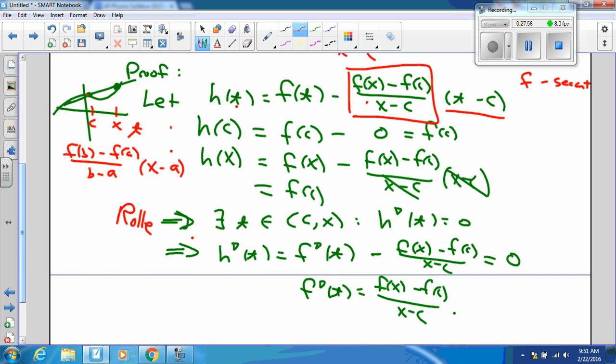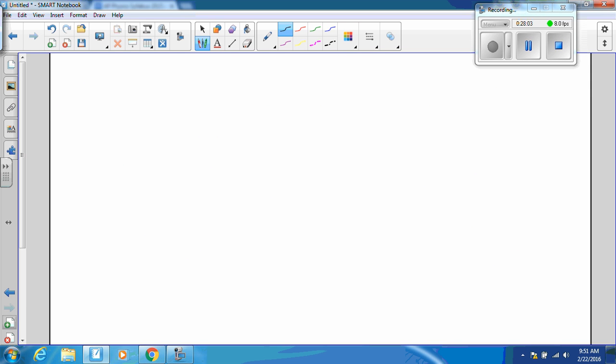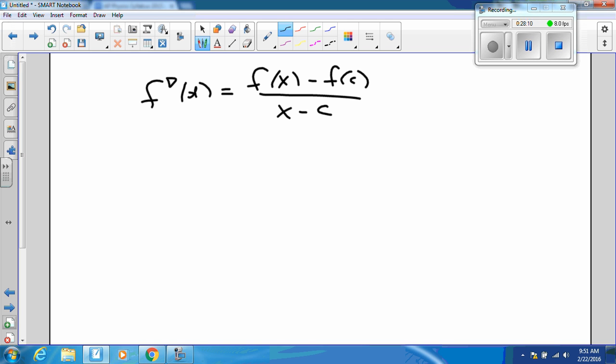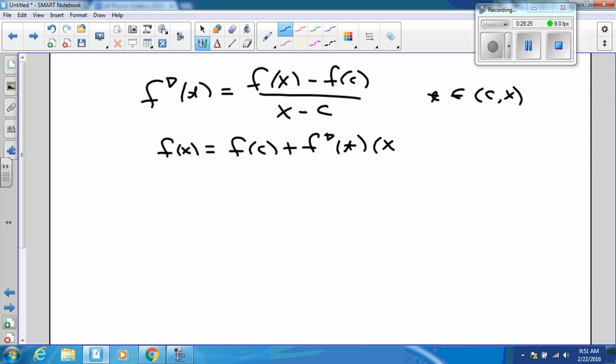Okay. Now, take our mean value theorem, and we're going to view it from a way that we've not viewed it before. If we have f prime of t equals f of x minus f of c over x minus c for some t in c to x, let's multiply and add to get f of x equals f of c plus f prime of t times x minus c.